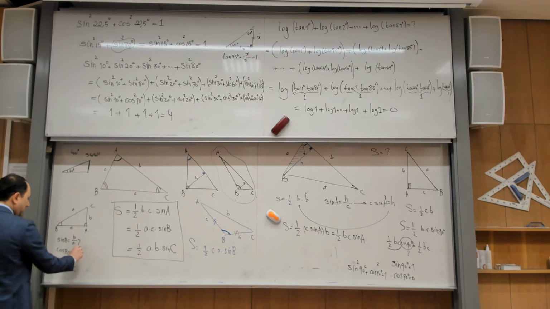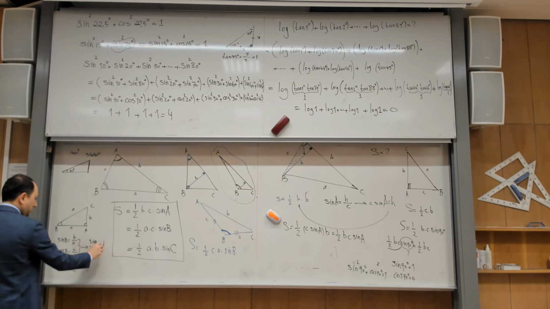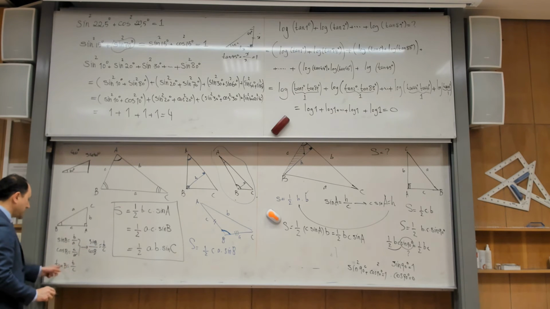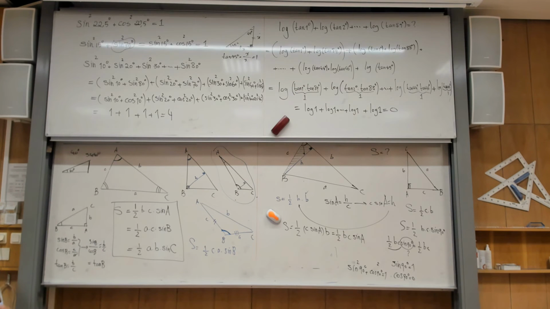But let me divide these two. If I divide sine B over cosine B, what happens? When I divide this by that, A and A are gone, I get B over C. But B over C is exactly tangent. That's also extremely important. Of course, I will consider these things later. So tangent of an angle is equal to the sine of that angle divided by its cosine.